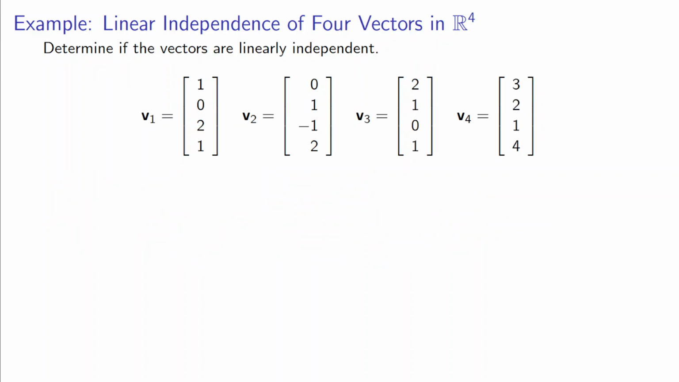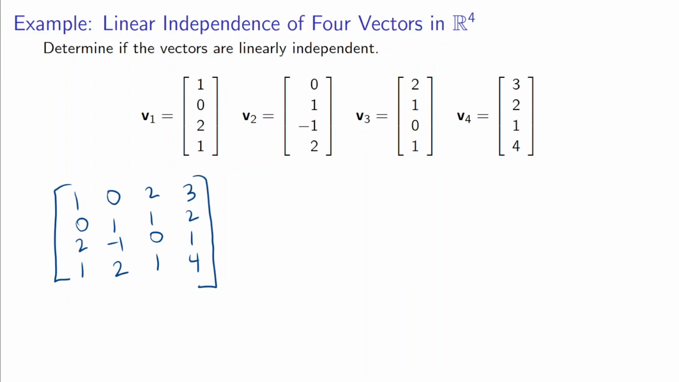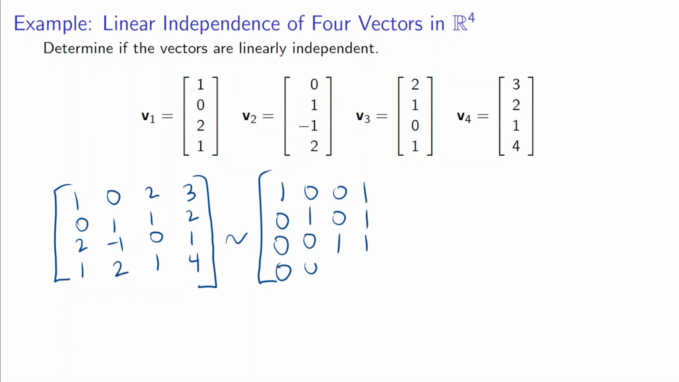Next example. Okay, again, let's set up our matrix. And this one can row reduce to reduced echelon form, and it will look like this: 1, 0, 0, 1, 0, 1, 0, 1, 0, 0, 1, 1, and then all zeros. From this, we can see that there is not a pivot in that last column. And so these are going to be linearly independent, or excuse me, linearly dependent.